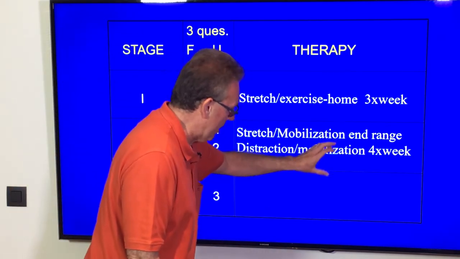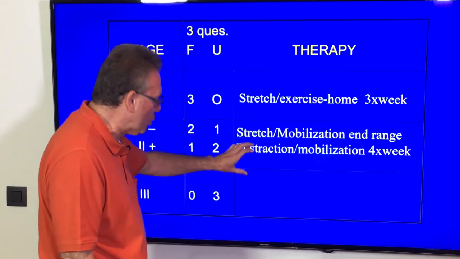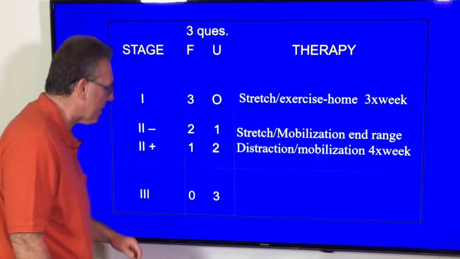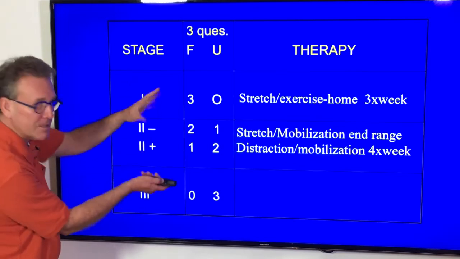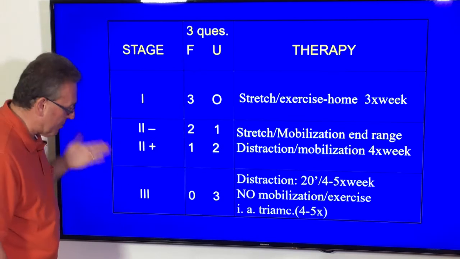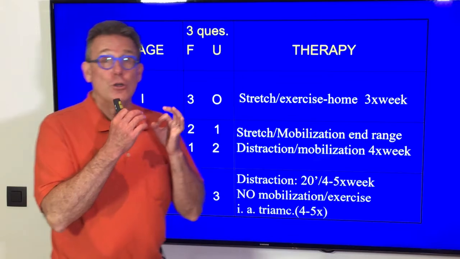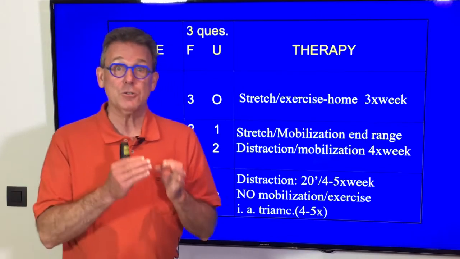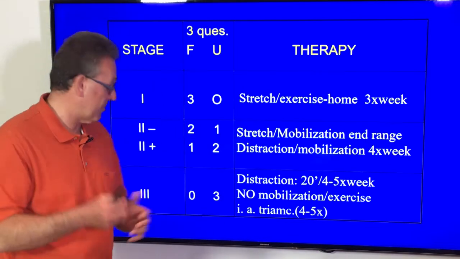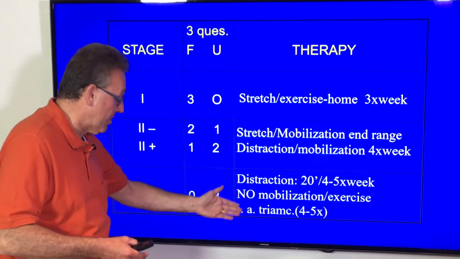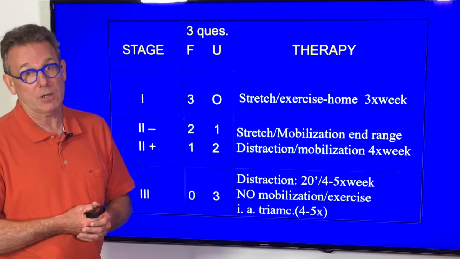You mobilize, but when it's too acute, you have to do distraction technique. It's a little bit in between. Yeah, because the stage 3, as you know, no mobilization, no exercise, just the distraction technique 4 or 5 times a week, or the series of intra-articular injections.